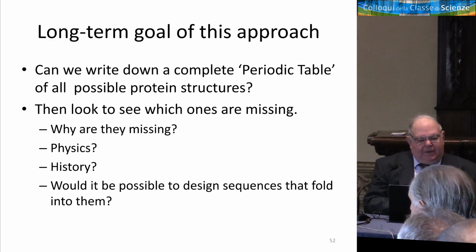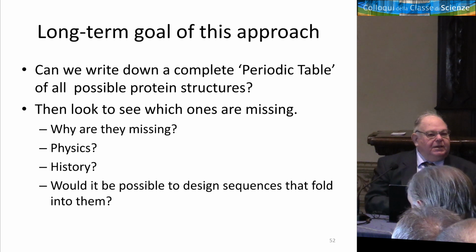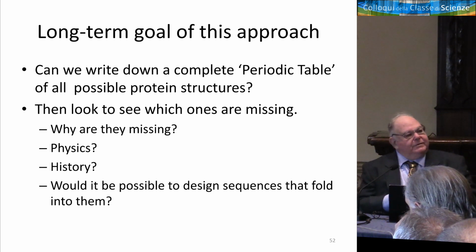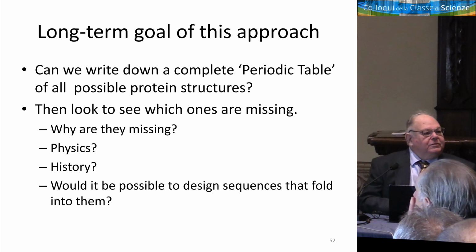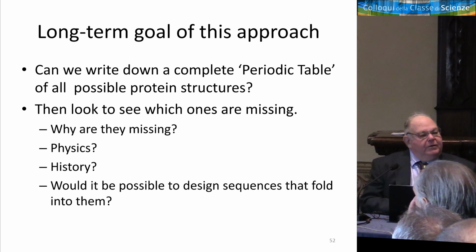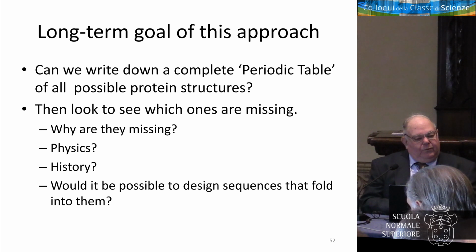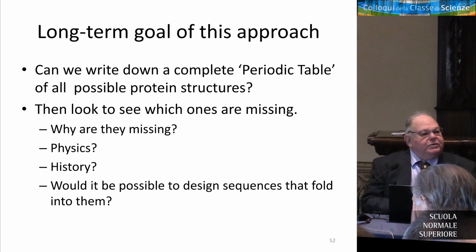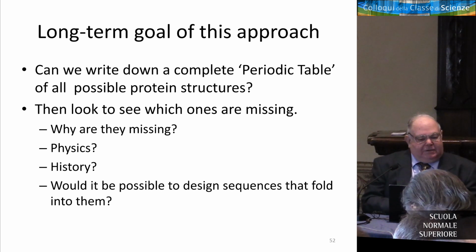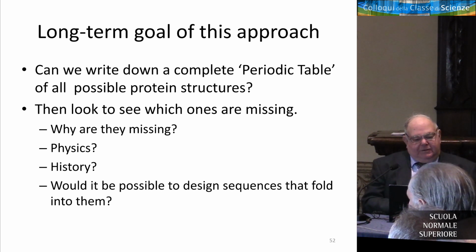In principle, we could write down a complete periodic table of all possible protein structures. And then we'd be able to see what is observed and what hasn't been observed yet, and ask why. So maybe there are new principles of protein architecture that we don't know about that such an approach would reveal. If we make a complete table of protein structures, what's missing? Why are they missing? Is it physics? Is it history? You could test that by trying to design sequences that would fold into these things.